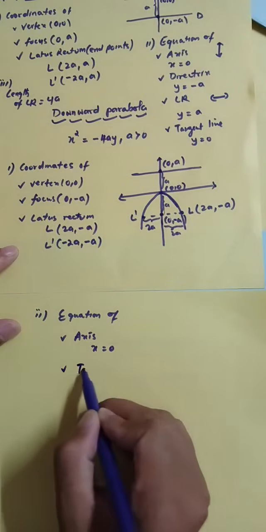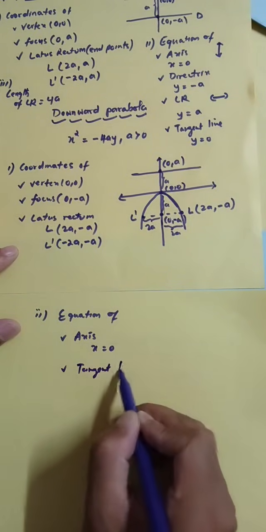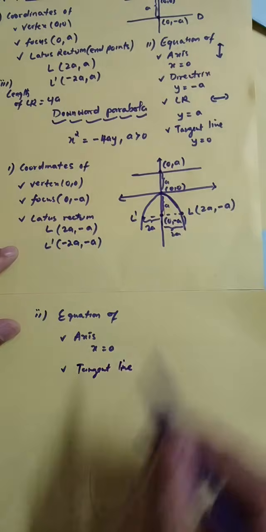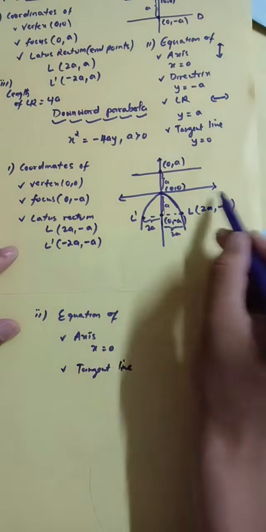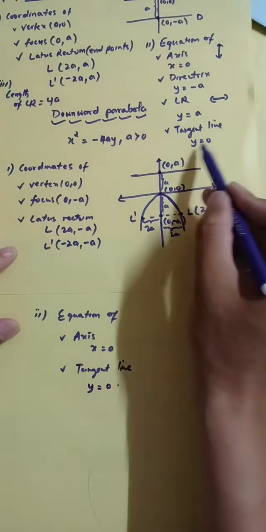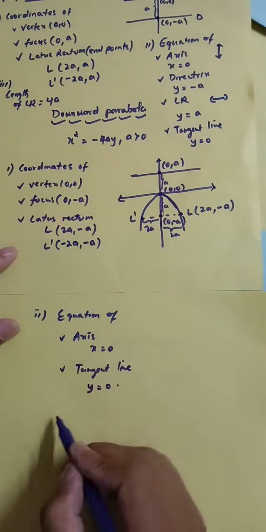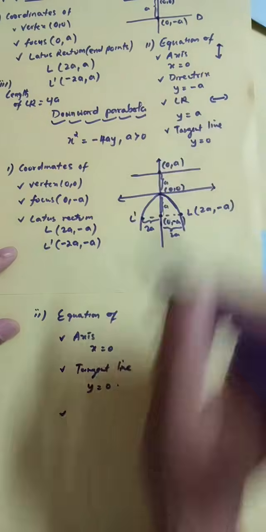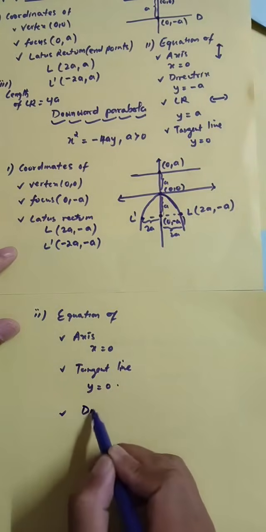Let us go to the tangent line. The tangent line through the vertex is horizontal, so y equal to 0. Then next, the equation of the directrix.